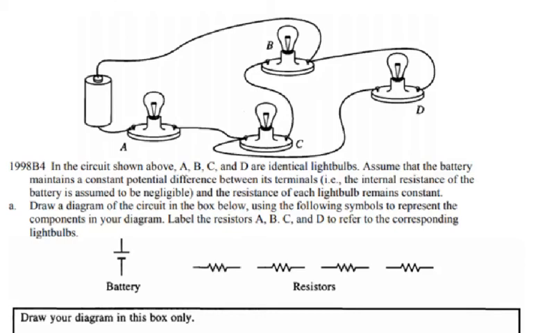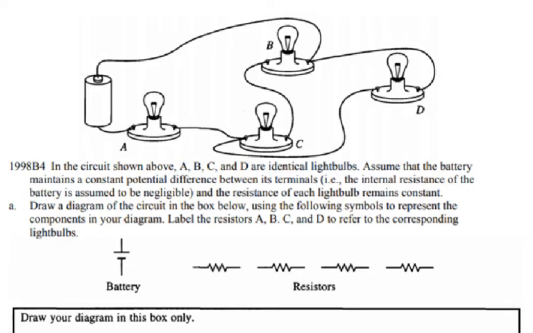This is a 1998 AP exam question, AP Physics B, and it states, in the circuit shown above, A, B, C, and D are identical light bulbs. Assume that the battery maintains a constant potential difference between its terminals. The internal resistance of the battery is assumed to be negligible, and the resistance of each bulb remains constant.